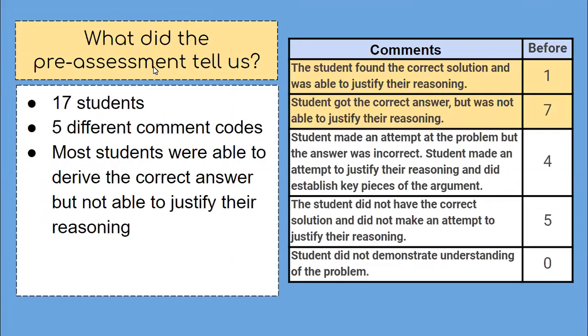So of the 17 students who responded to the pre-assessment, I ended up going through their papers and I gave them specific comment codes. As you can see, a majority of my students got the correct answer, but were not able to justify their reasoning. I also had a significant amount of students who made an attempt at the problem, but their answer wasn't correct. But a lot of them did try to make an attempt to justify their reasoning, but they just did not seem to understand how.